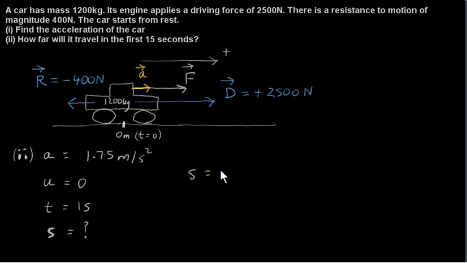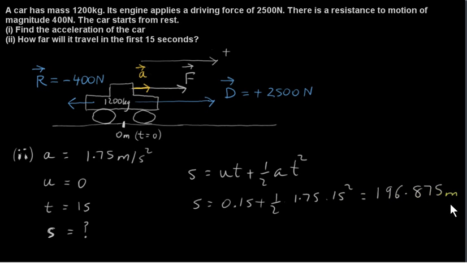Well, we know that for linear motion with constant acceleration, S equals ut plus a half at squared. So we just plug everything into this. So we have 0 times 15 plus a half times a, which is plus 1.75, times 15 squared. We get 196.875 meters.